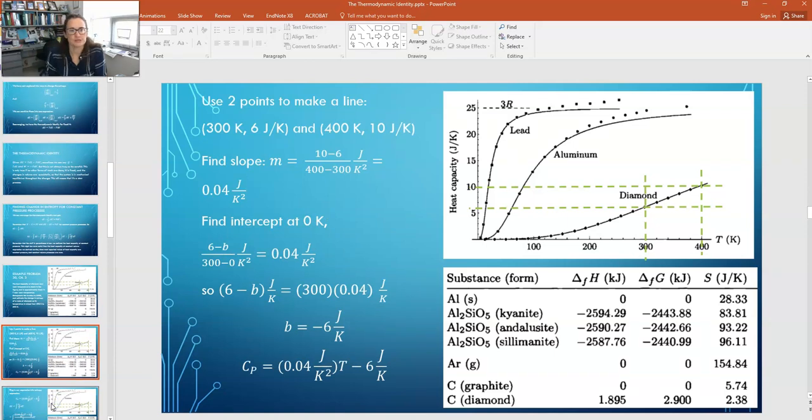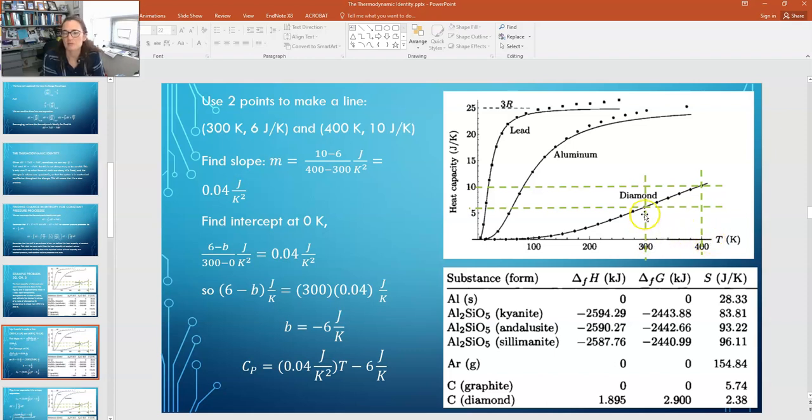What I'm going to do is use 2 points to make a line. So I actually put those little green dashed lines in there. This is a figure and table from your textbook, Schroeder's Thermal Physics. On top of that figure, I put those green dashed lines to help guide your eyes so that you can see that I'm going to use 2 points to make a line, get a function for that line, and then use that function for my heat capacity and integrate it to get the delta S. So that's my strategy.